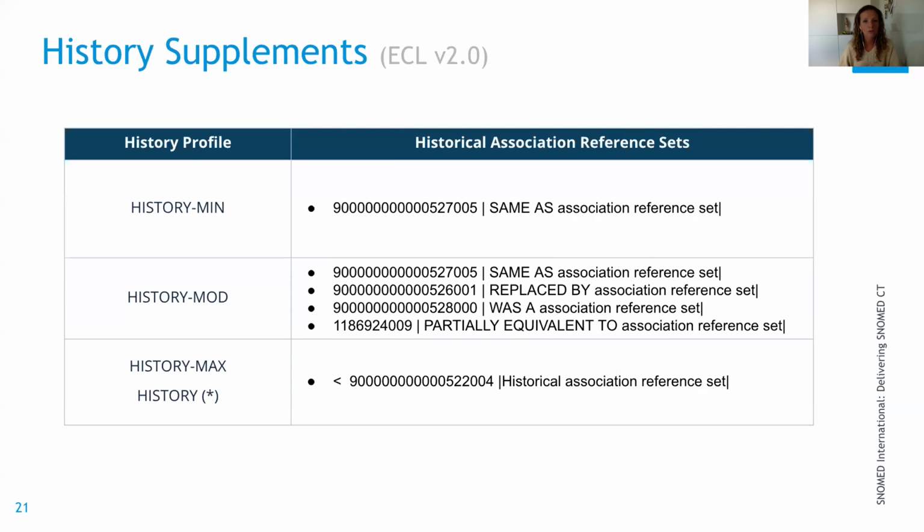So you can see here how the most restrictive profile, called History Min, only includes inactivated concepts with the SAME AS association to an active concept. This is useful for safety critical use cases such as clinical decision support. The History Mod profile includes the associations represented in this set of reference sets, and the History Max profile includes all possible historical association reference sets to find any potentially relevant inactive concept. So these profiles are intended to be flexible in terms of the level of precision required.